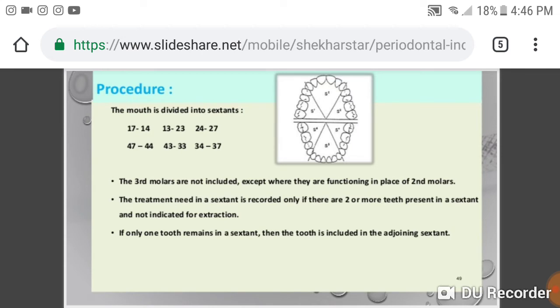Procedure. The mouth is divided into sextants: 17 to 14, 13 to 23, 24 to 27, 47 to 44, 43 to 33, 34 to 37. The third molars are not included except where they are functioning in place of second molars. The treatment need in a sextant is recorded only if there are 2 or more teeth present in a sextant and not indicated for extraction. If only one tooth remains in a sextant, then the tooth is included in the adjoining sextant.